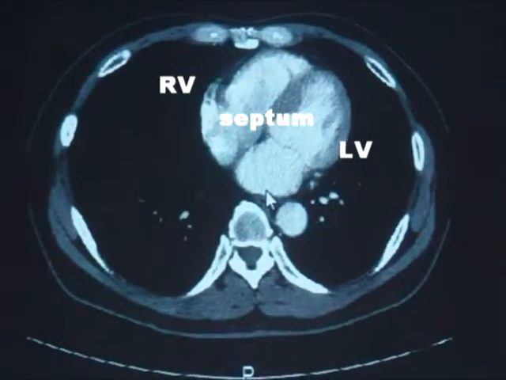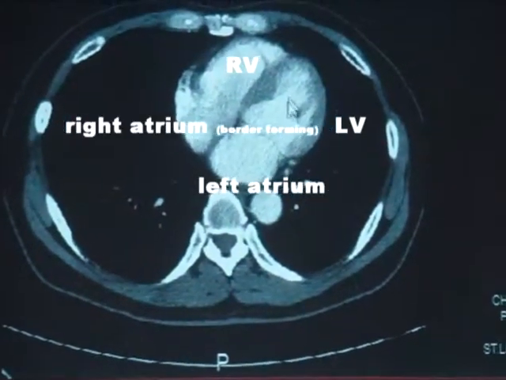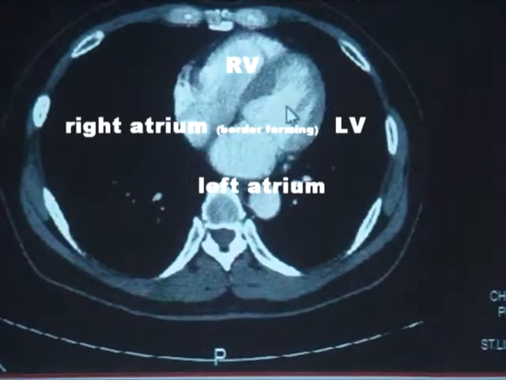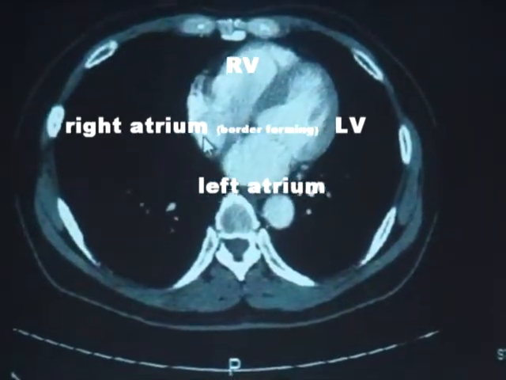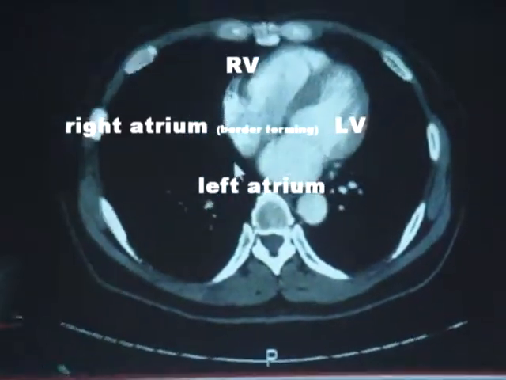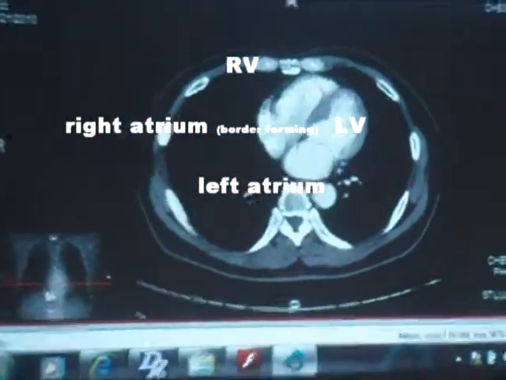This would be left atrium. Okay, pumps blood from the left atrium to the left ventricle, right ventricle, right atrium. Okay, border forming on a chest X-ray. That's why we see the right atrium there.